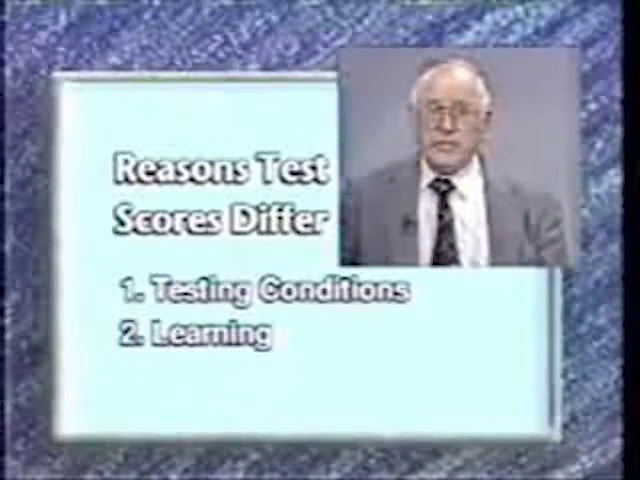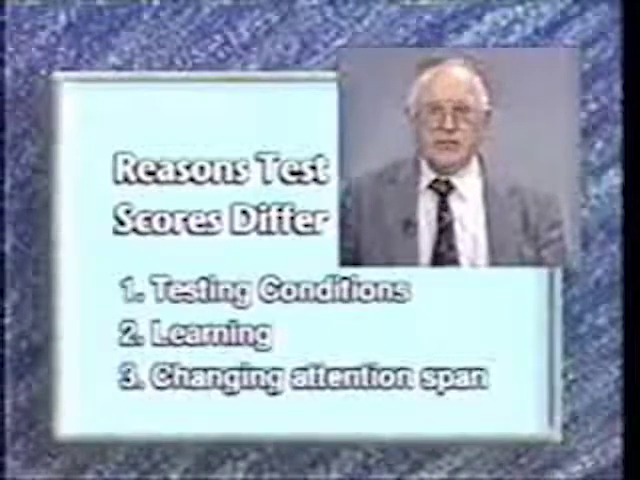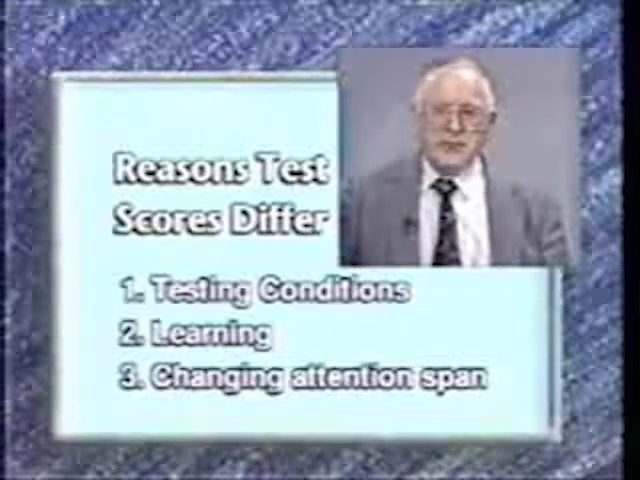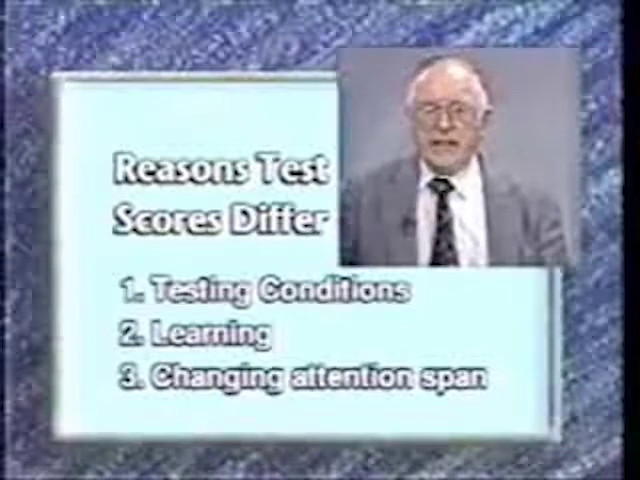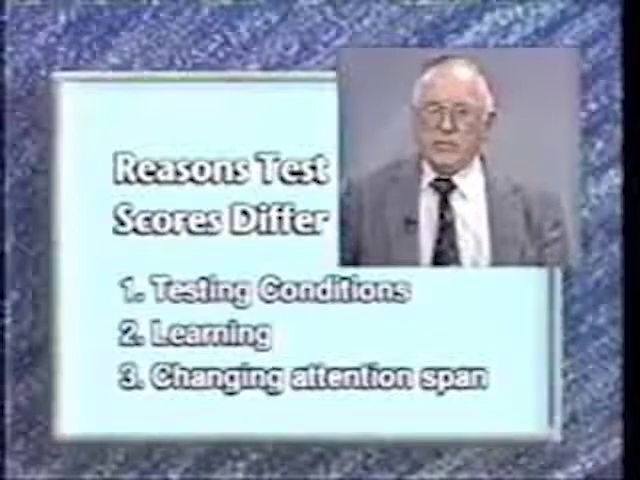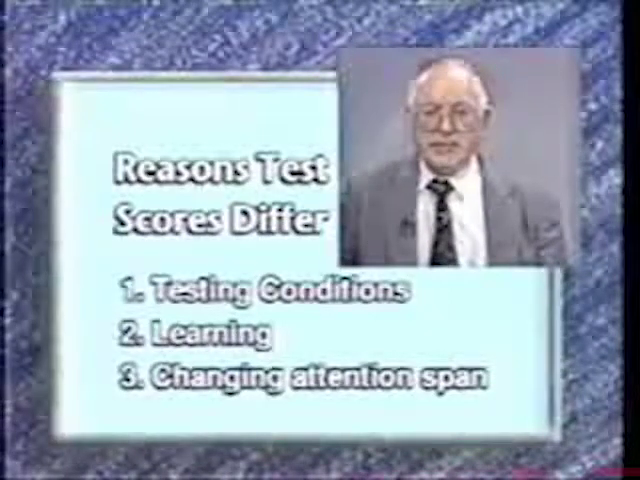Second, learning which occurs between the 2 administrations of the test. If I learn something between the 2 administrations of the test, it will affect my second score. Third, situations which cause our attention span to change, such as a family emergency, a change of medical condition, or something which produces anxiety. These are only some of the many reasons why test scores on 2 administrations of a test may differ.